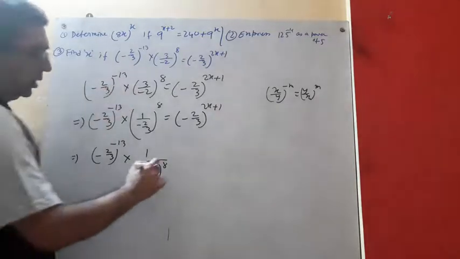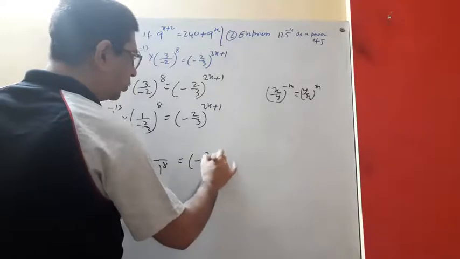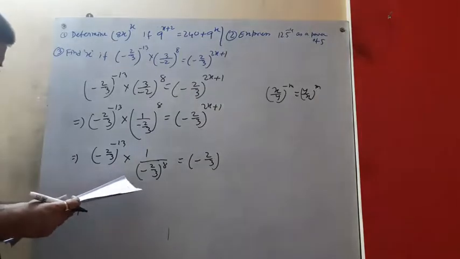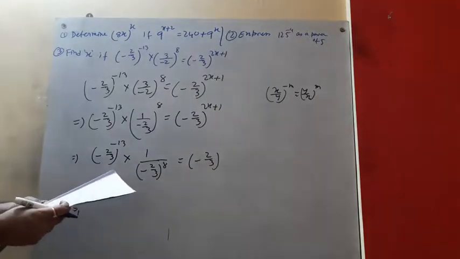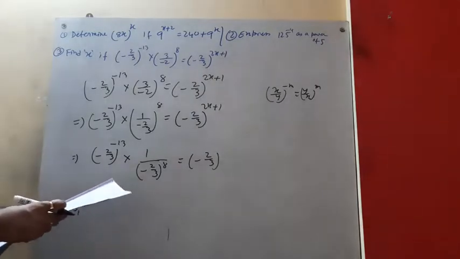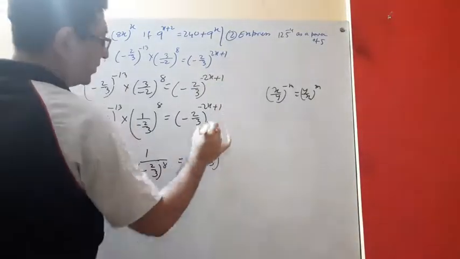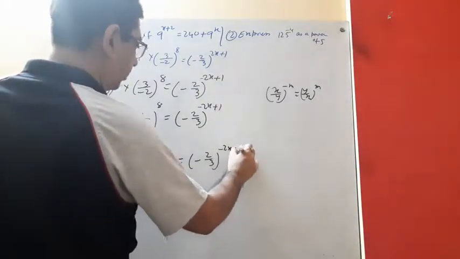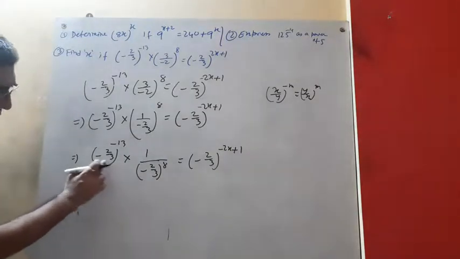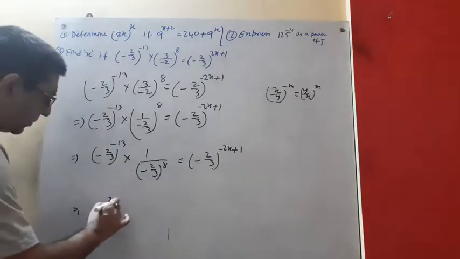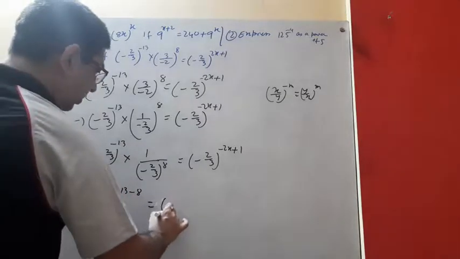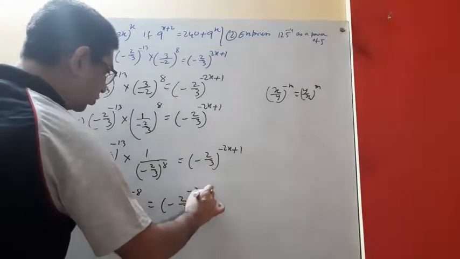Isn't it? Equal to minus 2 by 3 whole to the power, is it 2x plus 1 or minus 2x plus 1? It was minus 2x plus 1, sorry. This is minus 2x. Minus 2x plus 1. Okay. Now look, this is in a division form, isn't it? Bases equal, and there is a division. So we can write minus 2 by 3 whole to the power minus 13 minus 8, that is equal to minus 2 by 3 whole to the power minus 2x plus 1.